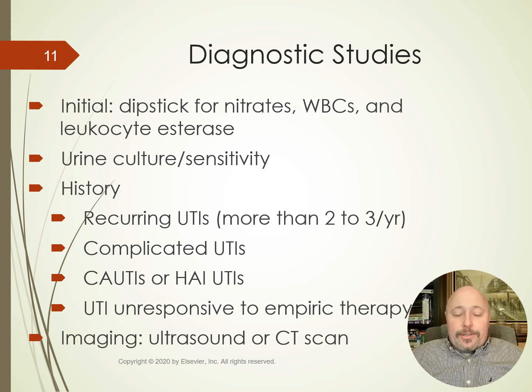Diagnostic studies could include an initial dipstick for nitrates, white blood cells, and leukocyte esterase. You also may order a urine culture and sensitivity, and a thorough history including recurring UTIs, more than 2 to 3 a year, complicated UTIs, CAUTIs or HAUTIs, meaning catheter-associated urinary tract infections or hospital-associated urinary tract infections, UTIs that may be unresponsive to traditional therapy, and they may also order imaging such as an ultrasound or a CT scan.